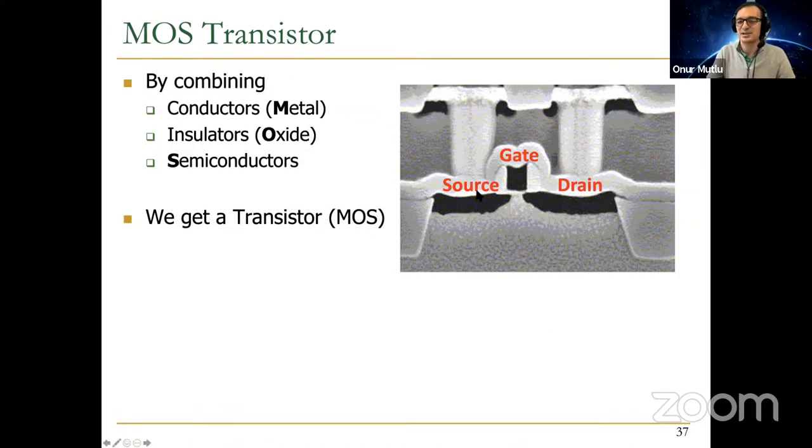It has a gate, it has a source, and it has a drain. And by applying voltage to the gate, you control whether electrons get transferred from the source to the drain or drain to the source, essentially. That's the basic idea. And this is the abstraction level that I'm going to use, essentially.